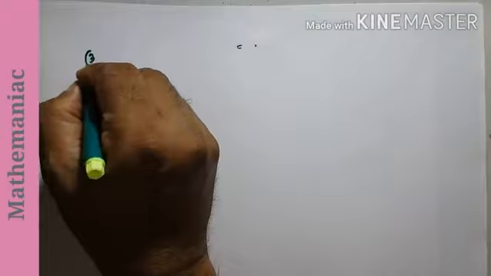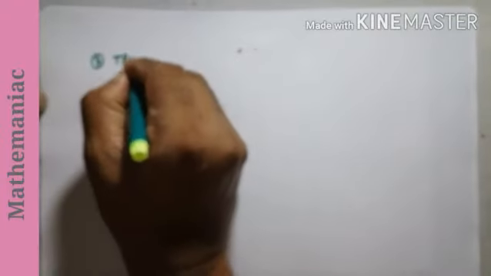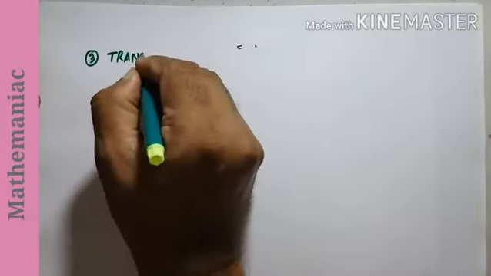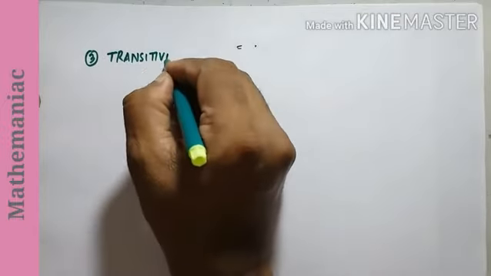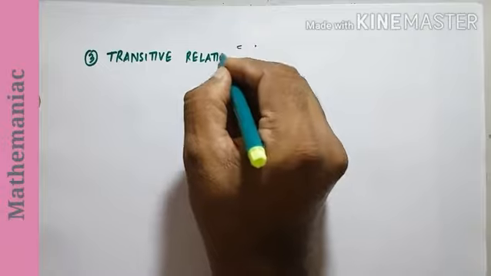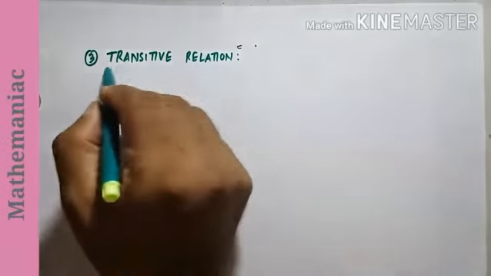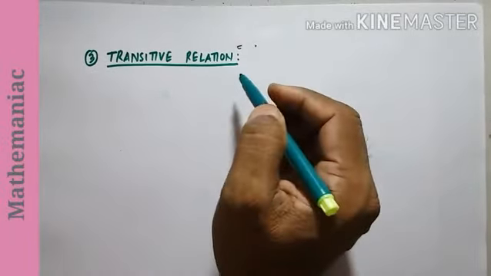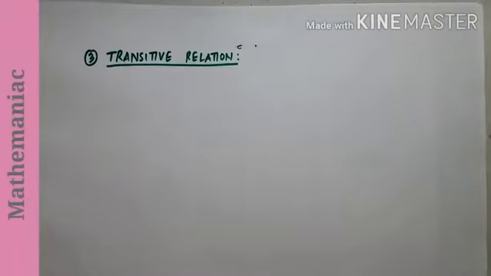Type number 3, that is transitive relation. Transitive relation, right? What is a transitive relation now? The word transitive is actually derived from the word transition.